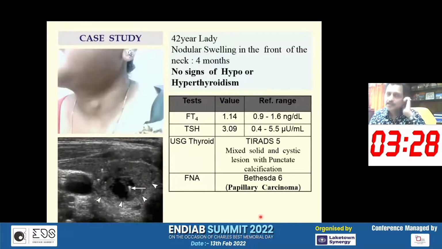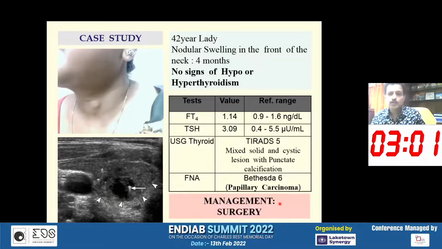So the second case is a 42-year-old lady who has had a nodular swelling in the front of the neck for 4 months, no signs of hypo or hyperthyroidism. You can see that the patient is euthyroid, USG shows TI-RADS 5, a mixed solid and cystic lesion with punctate calcification. You can see the calcification here, and FNAC shows Bethesda 6, and we suggested that possibly she is suffering from papillary carcinoma. So the management is surgery.